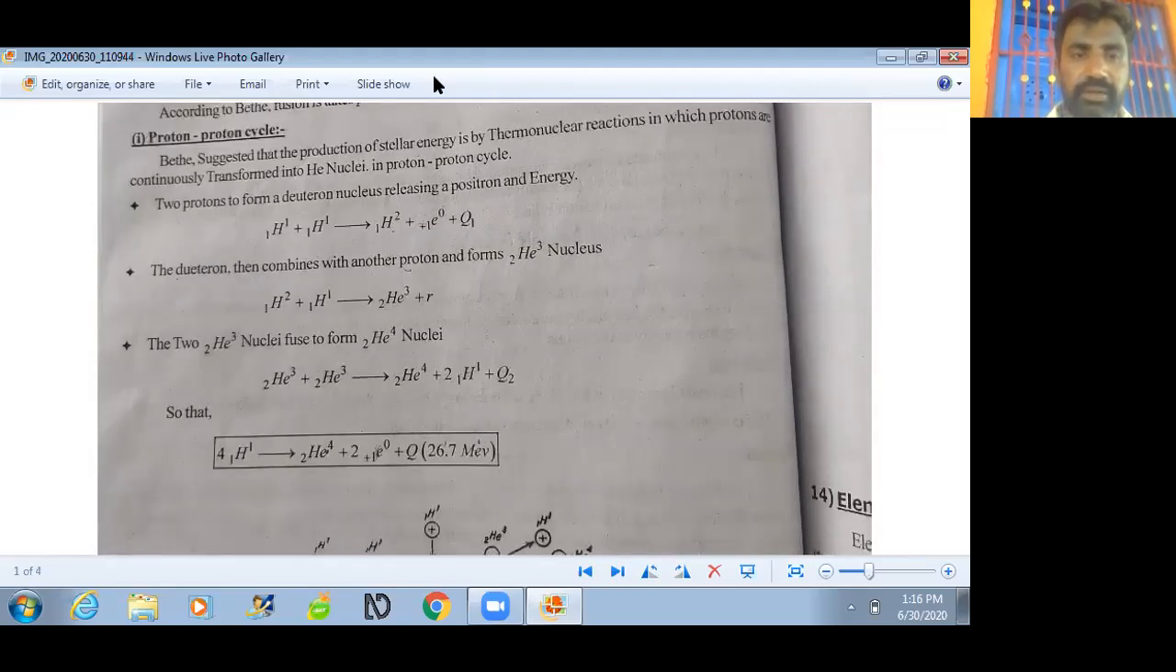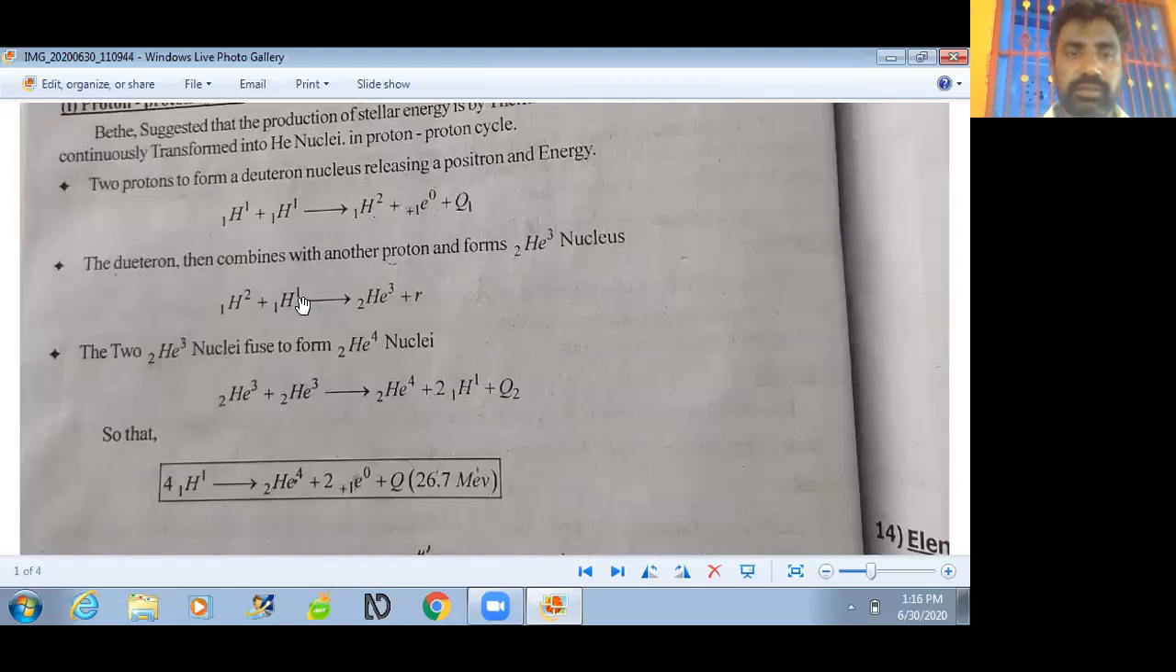Finally, four protons are involved: one proton plus one proton, two protons, plus another, three protons, and so four protons. Finally, four 1H1 give 2He4, one helium nucleus, plus two positrons.